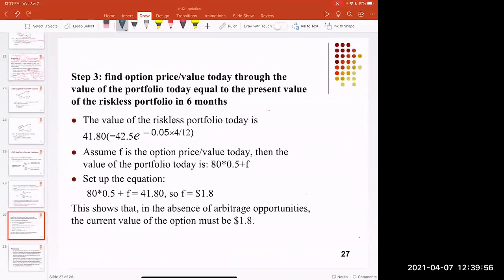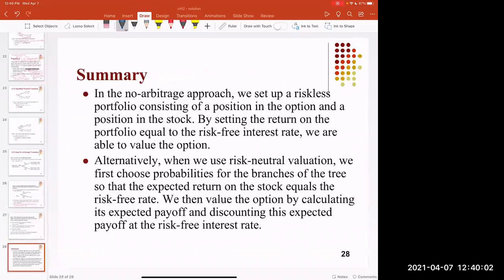Okay. So in this chapter, to summarize, we talk about two approaches. In the no-arbitrage approach, we set up a riskless portfolio consisting of a position in the option and a position in the stock. By setting the return on the portfolio equal to the risk-free interest rate, we are able to value the option. Alternatively, we can use the risk-neutral valuation.